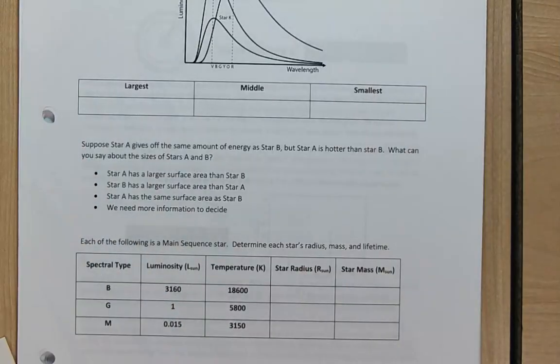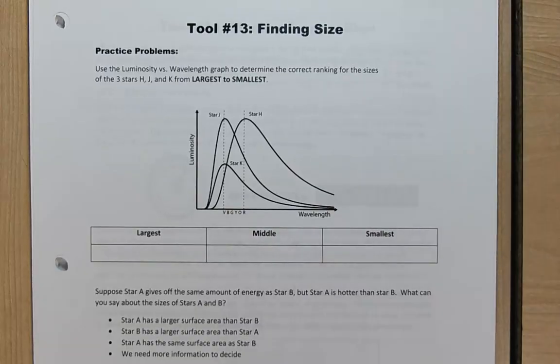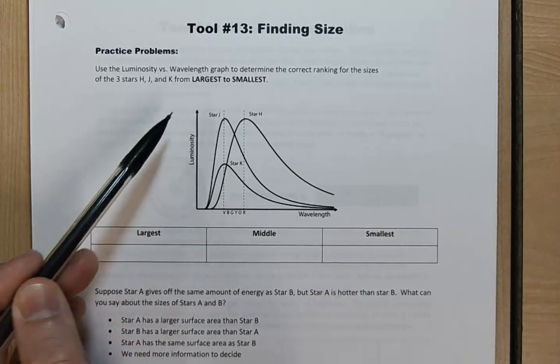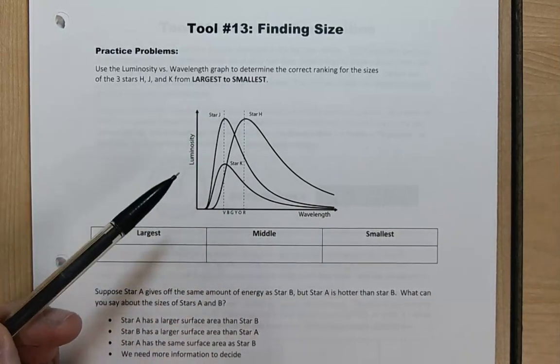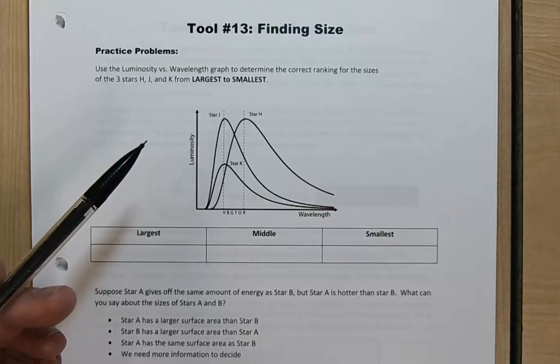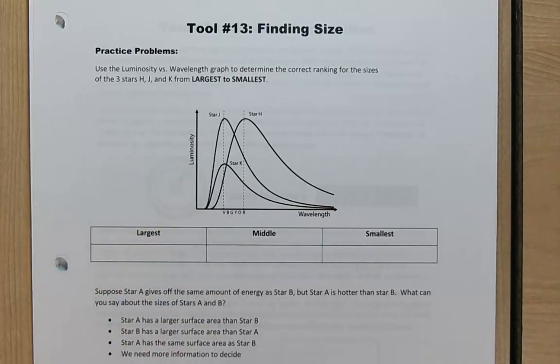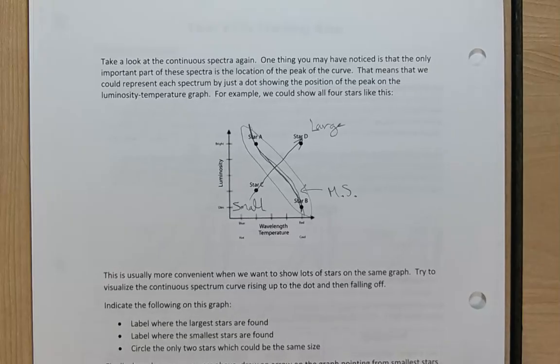All right, so let's see if you practice problems here. Use the luminosity and wavelength graph to determine the correct ranking for the sizes of stars H, J, and K, from largest to smallest. So this looks a little complicated, right? When you're stacking all of these Planck functions on top of each other, this can look a little complicated. Figuring out which star is the big one, which star is the small one, which one is in the middle, that was a lot easier here.